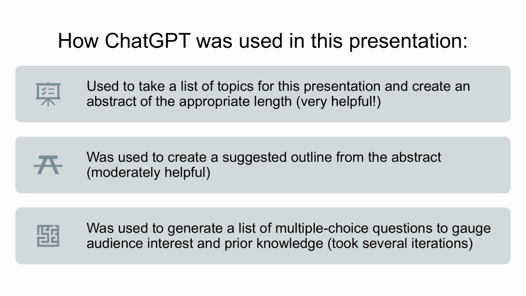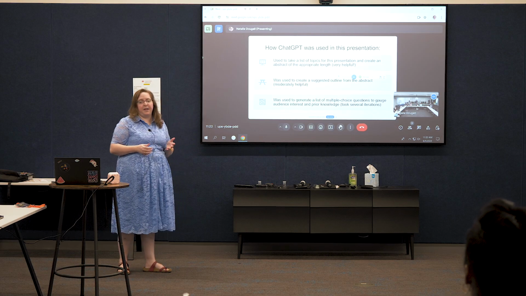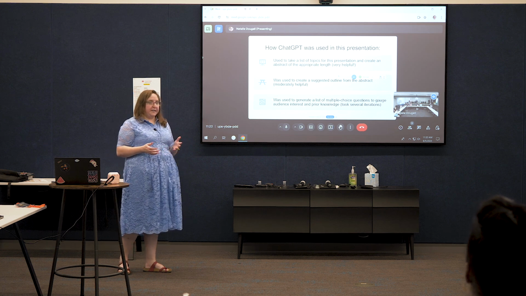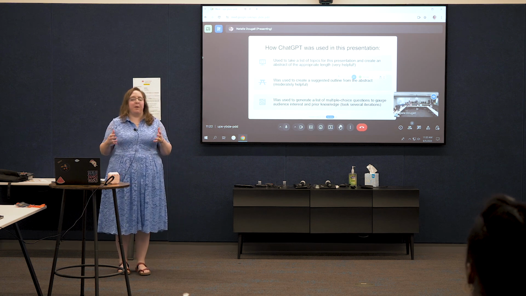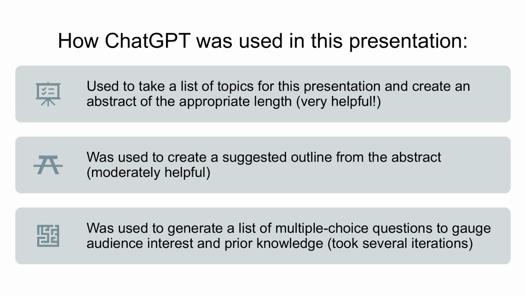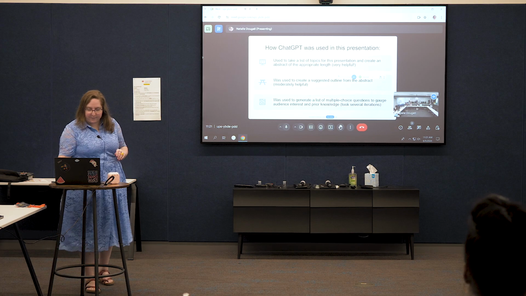I also asked it to create an outline once the abstract was done. I found the abstract generation really helpful. The outline was moderately helpful. One of the things that was nice about it was that it allowed me to kind of see what the expectations were of the audience, which is something that I don't always think about. Like, when people see this abstract, what are they expecting to get? So it was moderately helpful. I used it to get started, but then I kind of deviated as I started to plug in my own personal content. And then I also used it to generate a list of multiple choice questions to use with iClicker. And this took several iterations, but I think we landed on some good questions, hopefully.